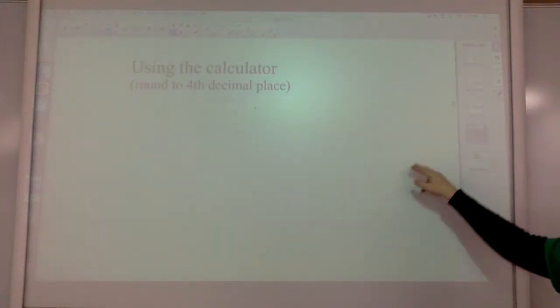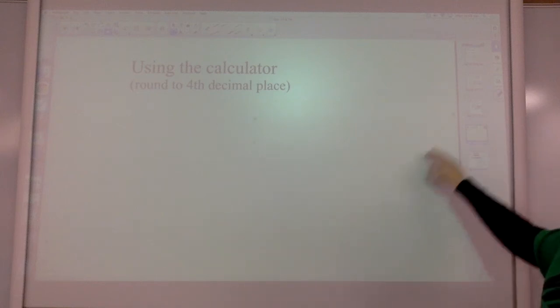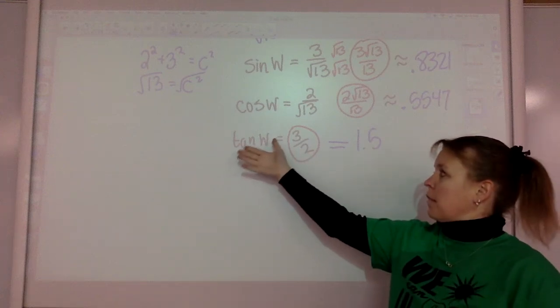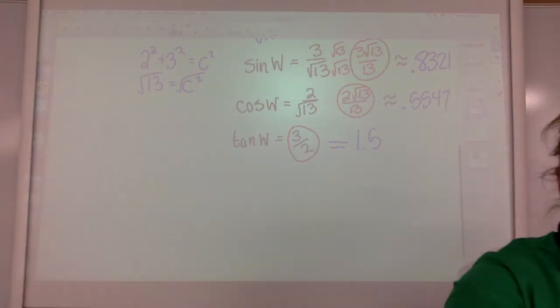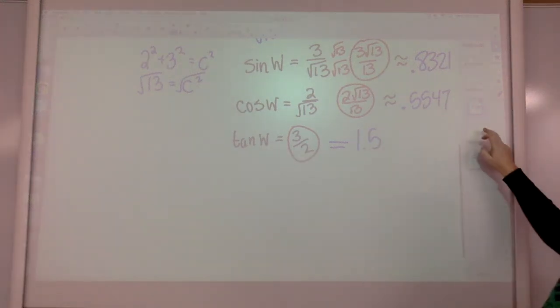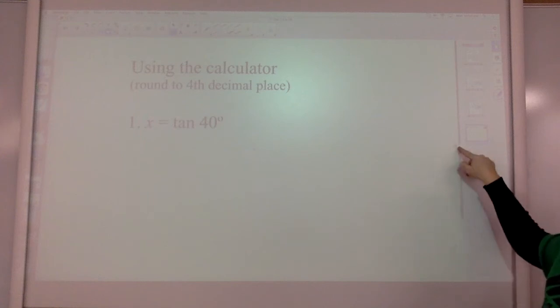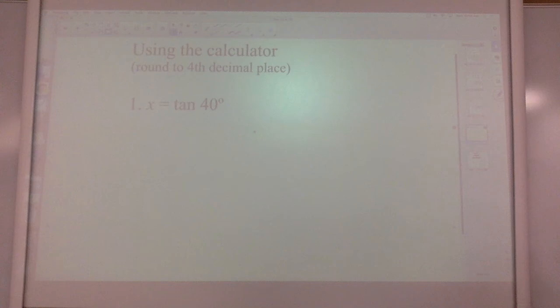Four more problems. Now this is when you use a calculator. Notice the difference. On this one, we didn't know the angle. We said the angle W. We don't know what the angle is, but we know that its ratio is opposite over adjacent or whatever it is. In this problem, it says we know the angle. We know that it's 40 degrees and we're working with x.